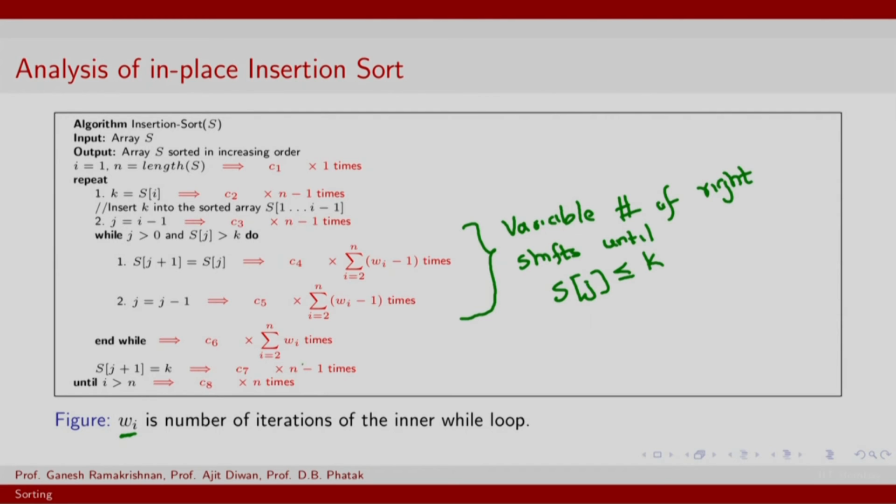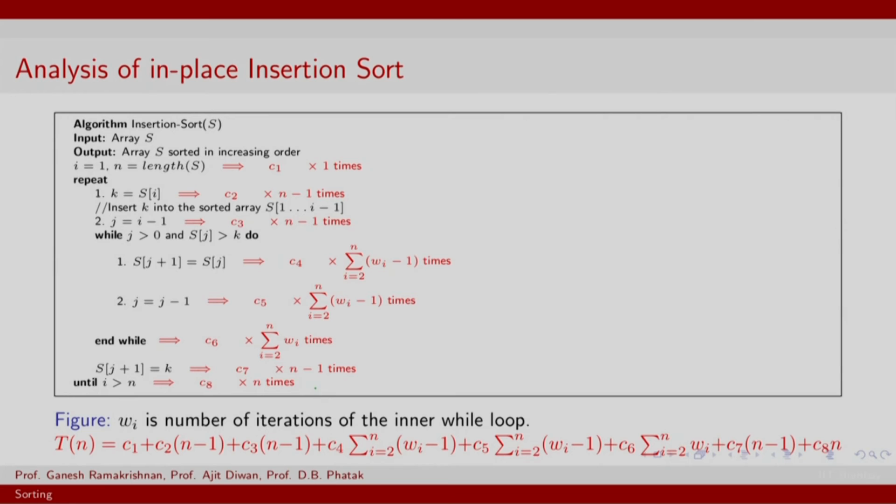Of course there is one more additional step, which is inserting k into Sj plus 1. So this gives us Wi minus 1, repeated n times. And finally, once you have substituted Sj plus 1 equals k, doing this n minus 1 times, we can go ahead and sum up all these individual counts. So the complexity is given by this expression involving various constants.